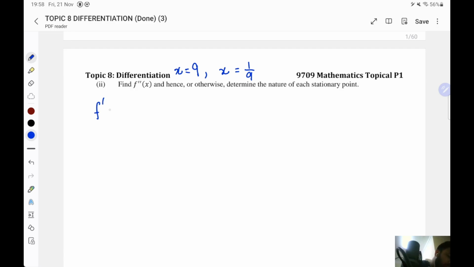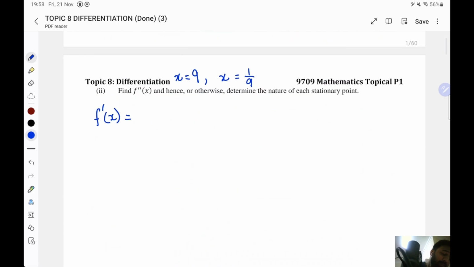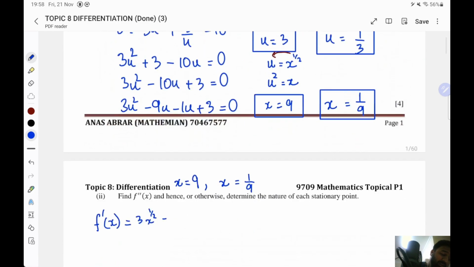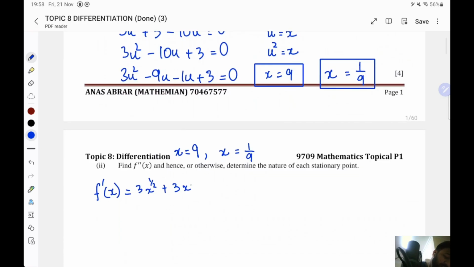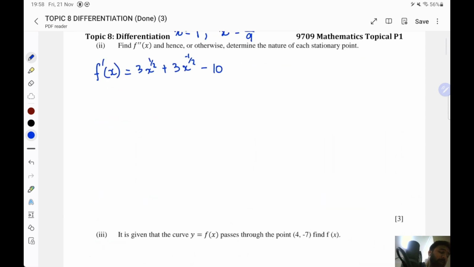And we already have f dash of x. Let me just copy that down here, which is 3x power 1 by 2 plus 3x power negative 1 by 2 minus 10. Let me check. Yes. So in order to find out the nature of the stationary point, we will find the second derivative. So f double dash of x means the derivative of the derivative.